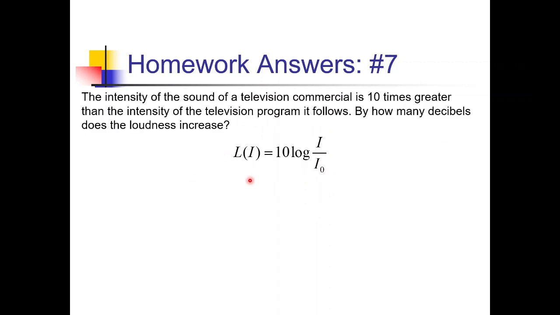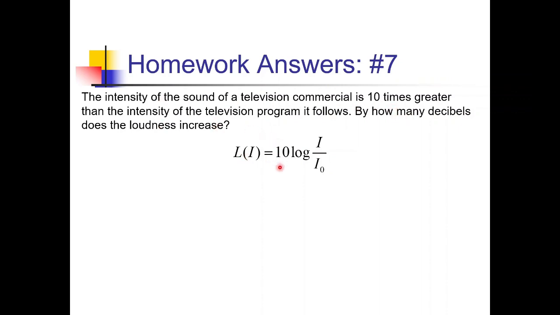For this problem, we're told that the intensity of the sound of a television commercial is 10 times greater than the intensity of the television program it follows. I wonder if that's actually true. It would make sense. We want to know by how many decibels does the loudness increase.